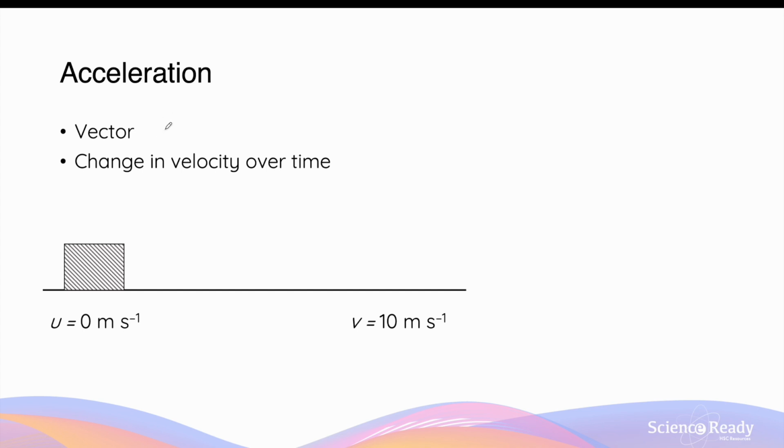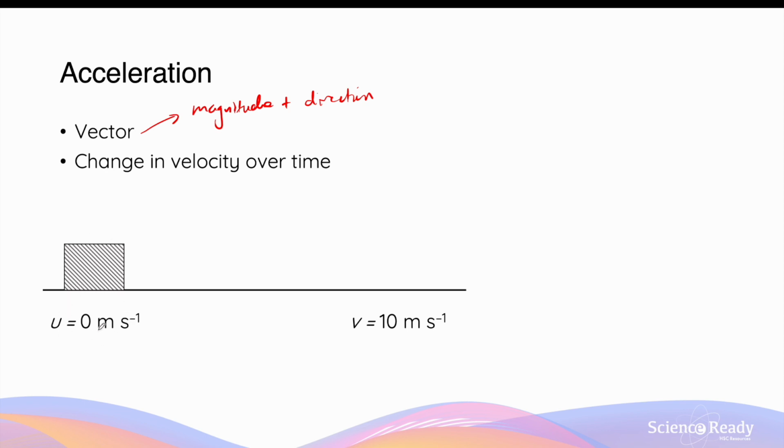Acceleration is another vector you will commonly come across in physics. A vector, by way of review, is a quantity that includes both the magnitude and direction. Acceleration is defined as the change in velocity of an object over time, or also the change in speed of the object over time.